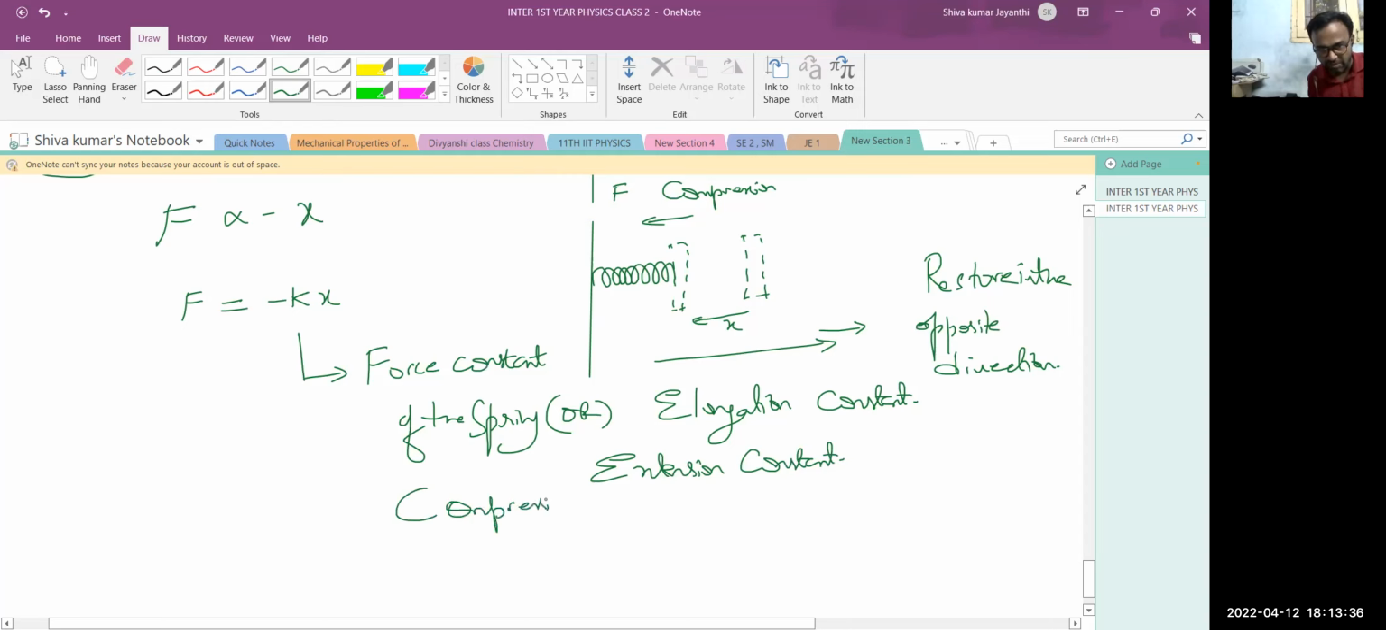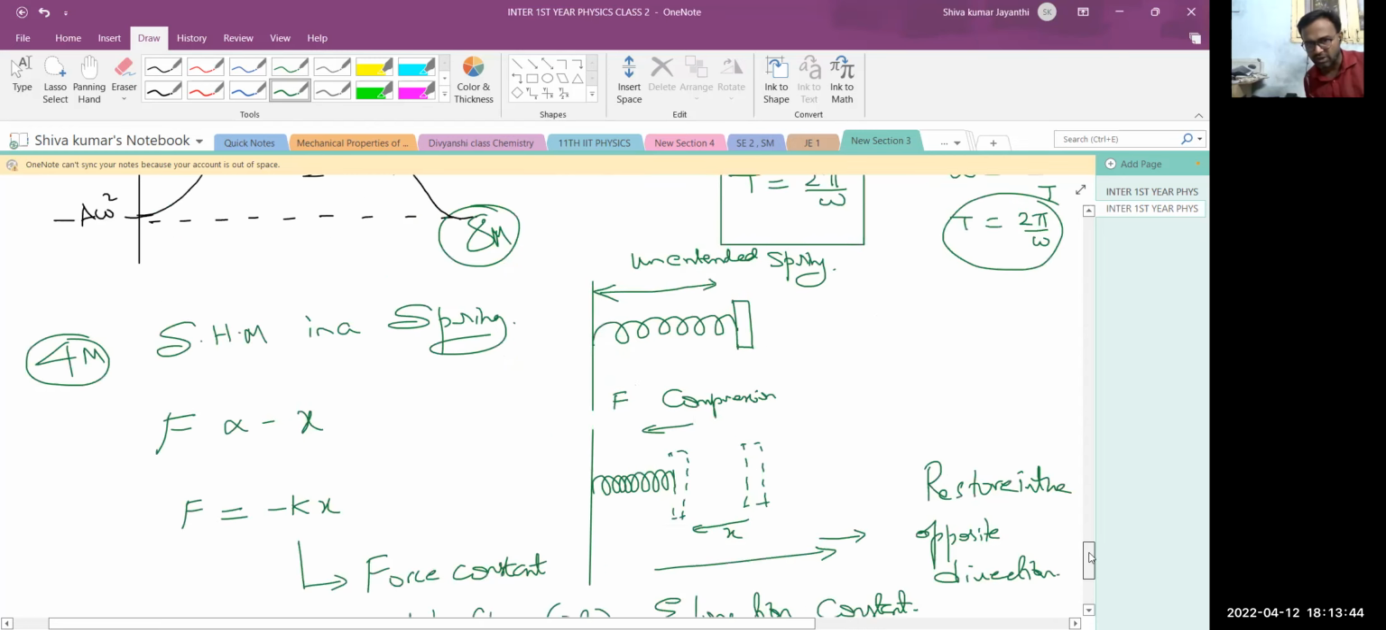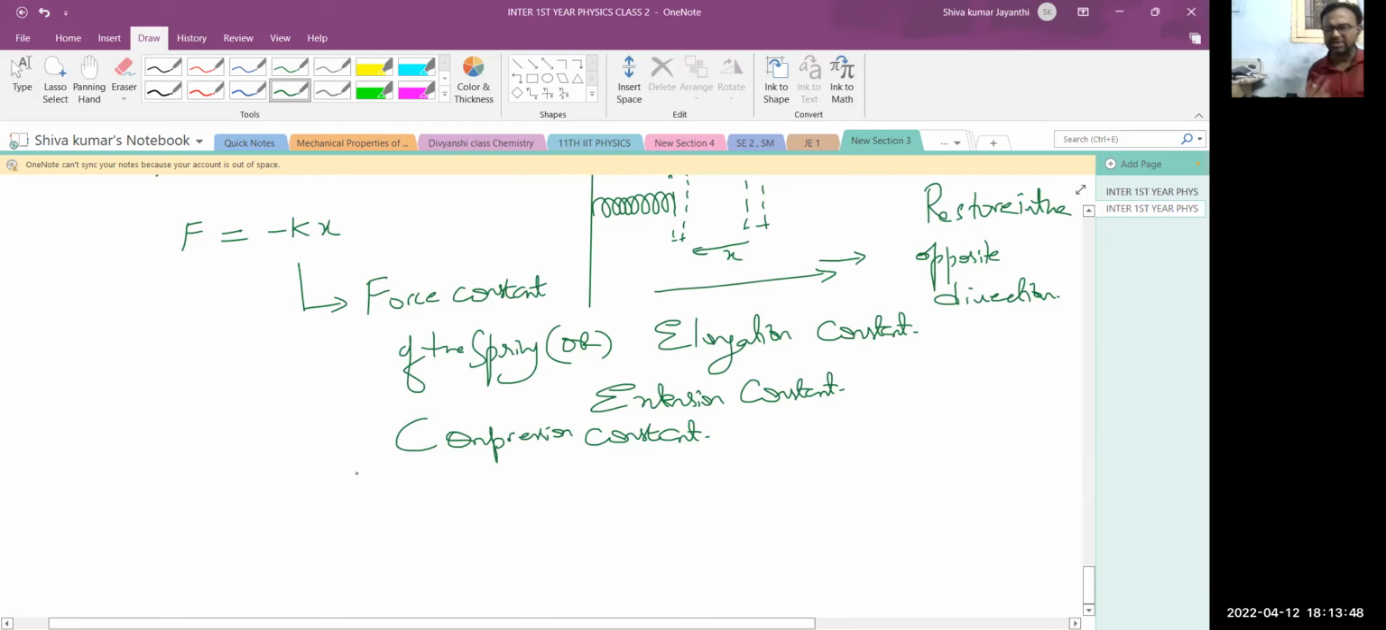Extension constant or compression constant also, because either of them will happen. Elongation or compression, one of them will happen. So it is the elongation constant or compression constant, or force constant. In general, in our IPE textbook, we call it simply force constant. Why do we call that force constant? I'll explain again. k is given as F by x.